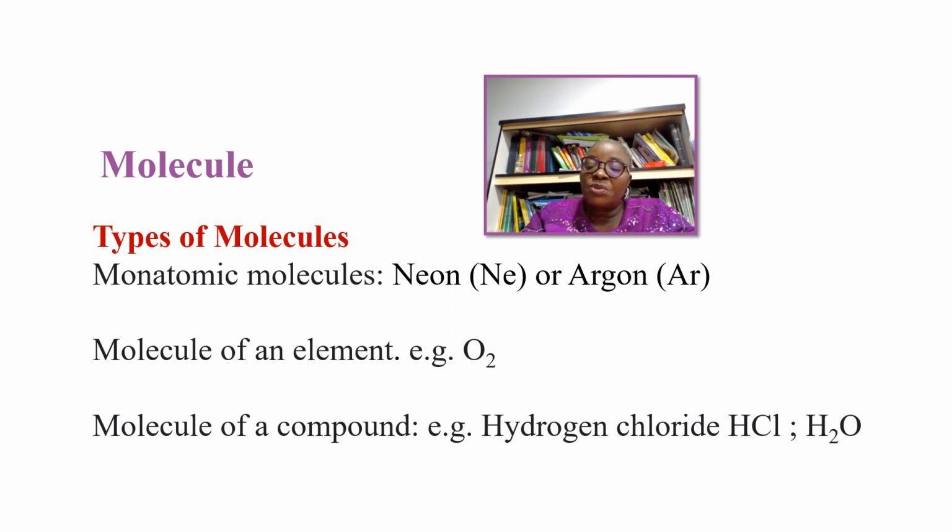We have molecules of a compound. Molecules that are made up of two or more elements are called compounds. We have hydrogen chloride. It is made up of two elements there. It's made up of one hydrogen atom and one chlorine atom. And then we have H2O, that is very common. We know H2O is water. H2O is made up of two hydrogen atoms and one oxygen atom to form water.